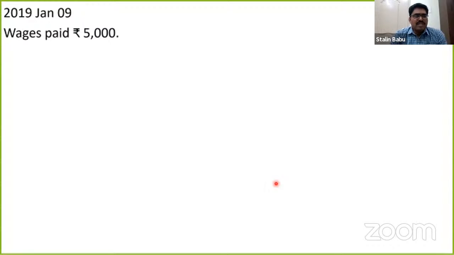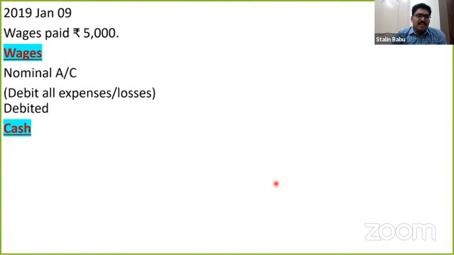So the two accounts involved here are wages account and cash account. Wages is an expenditure to the business. So it belongs to which account? Yes, it belongs to nominal account. The principle of nominal account: debit all expenses and losses. Here wages is an expenditure, so wages account should be debited.